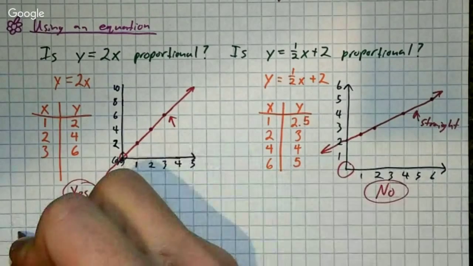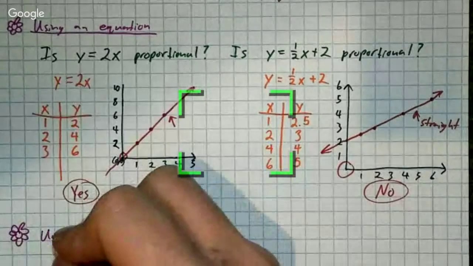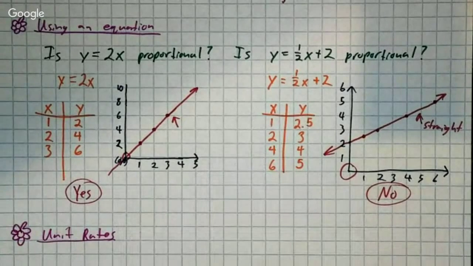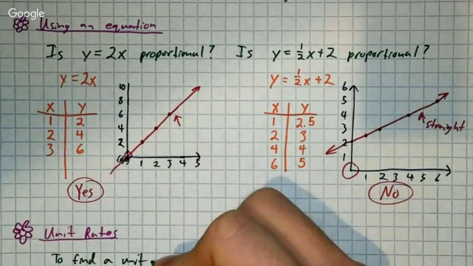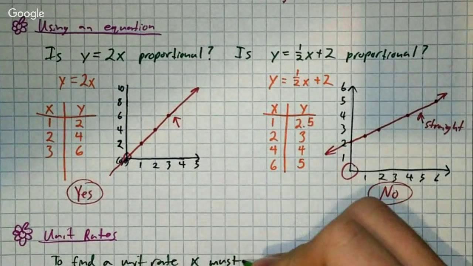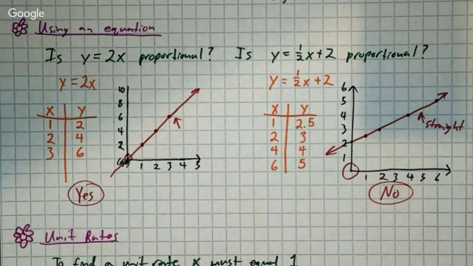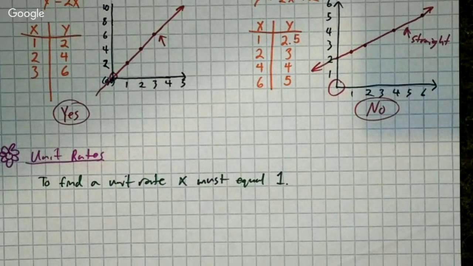Last thing we're going to do before we get to some modeling is going to be unit rates. Because one of the things the standard said is that we need to be able to find the unit rates. Now, to find a unit rate, x must equal 1. Now, oh, I'm so sorry, you can barely see that. There we go.